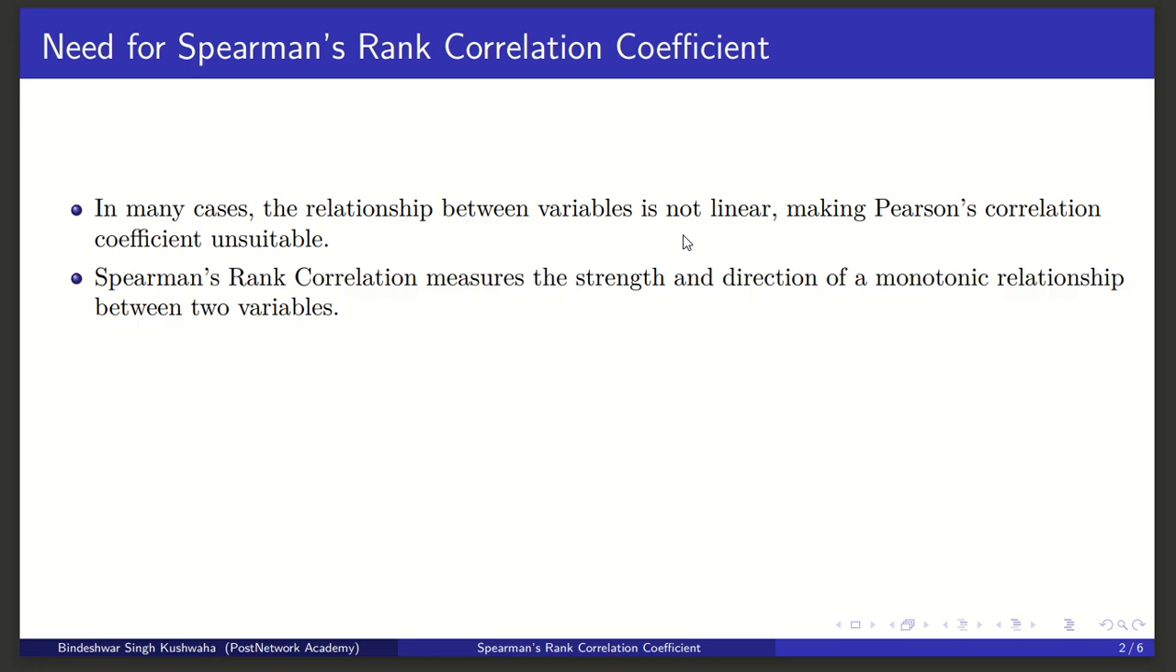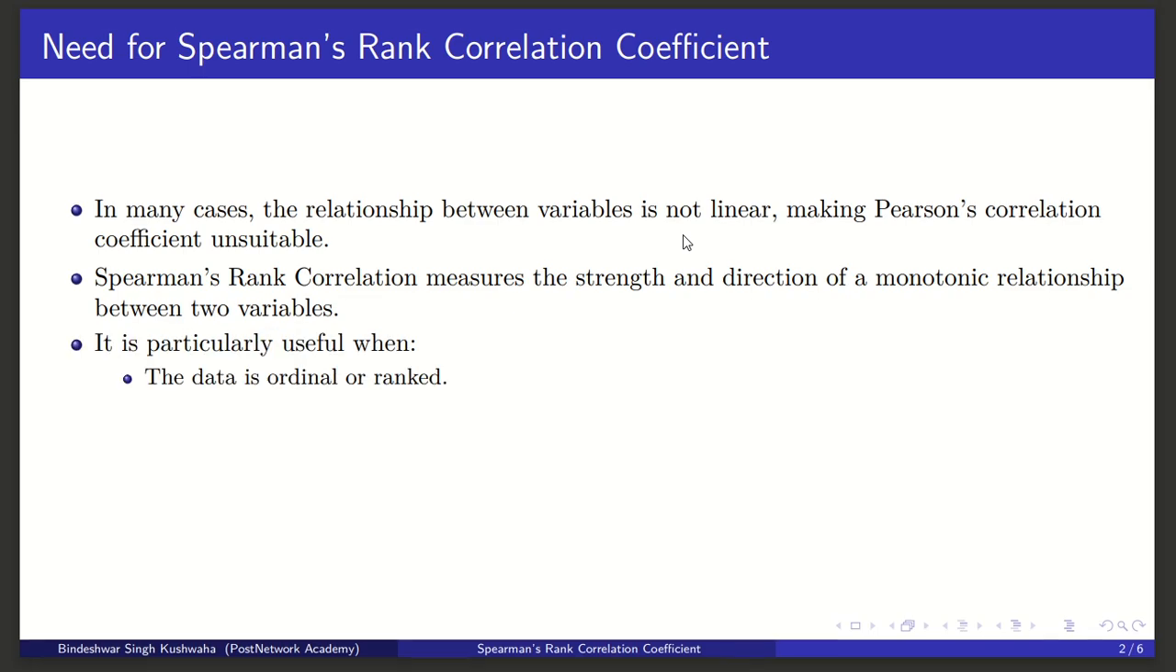Spearman rank correlation measures the strength and direction of monotonic relationship between two variables. So again, monotonic relationship means direction of the relationship remains consistent. Now it is particularly useful when the data is ordinal or ranked. Basically, Spearman's correlation coefficient is used for ranked data and when the relationship is not linear.